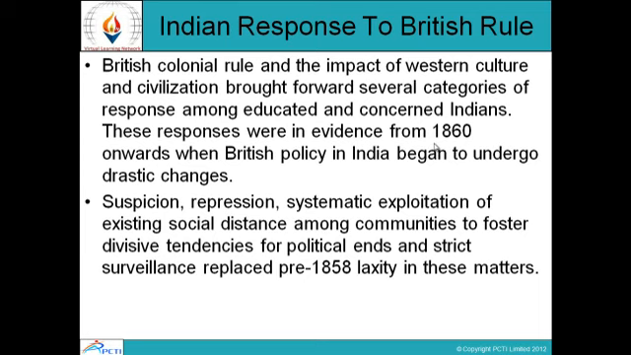So British colonial rule, as well as Western culture and civilization, brought several categories of response among the educated Indians, because the educated Indians saw the Britishers and the education system as the most developed way of handling things. The concerned Indians were also getting education and were considered the higher class of the strata.